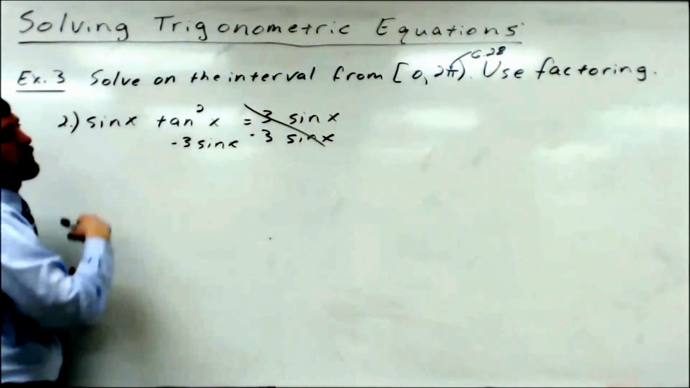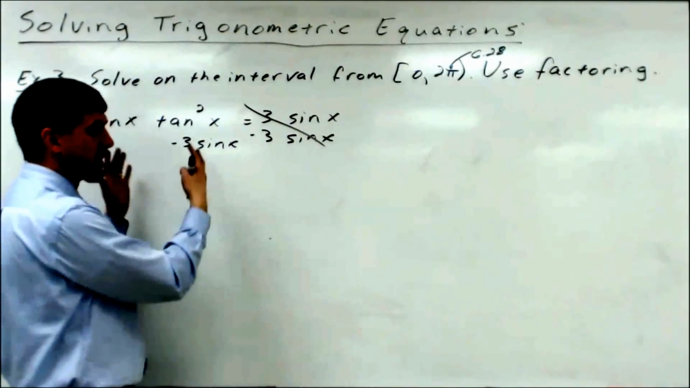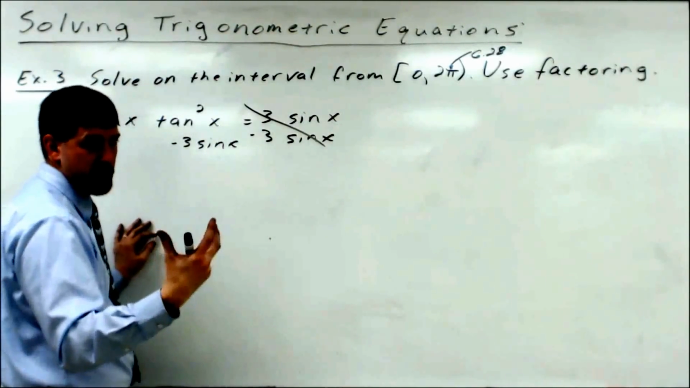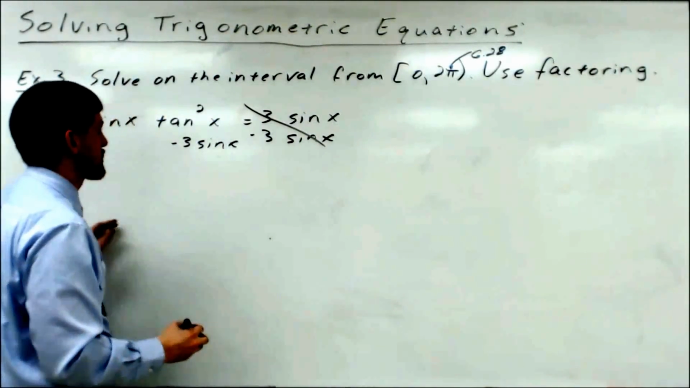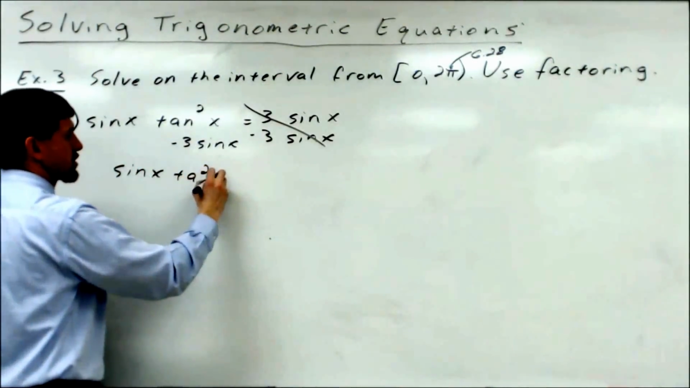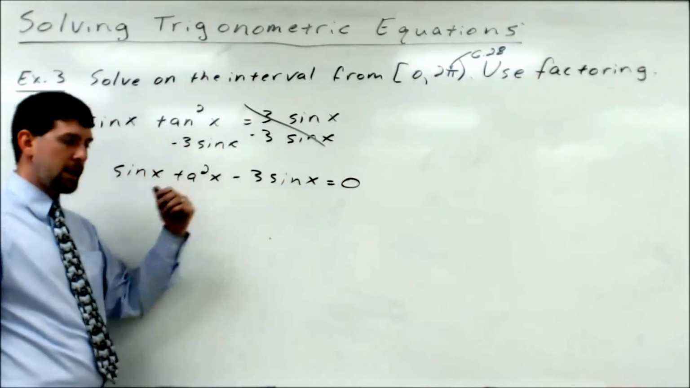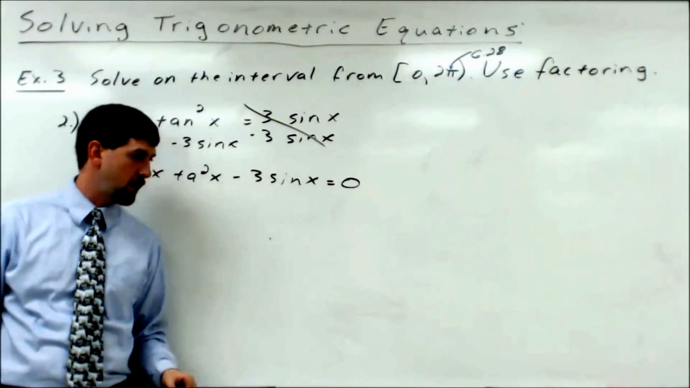These are not like terms. They have factors that are the same, but they do not have the same variable expressions overall that would allow me to combine coefficients. So I just have sine of x tangent squared of x minus 3 sine of x equals 0. I can't combine them together, so we just leave them as they are.